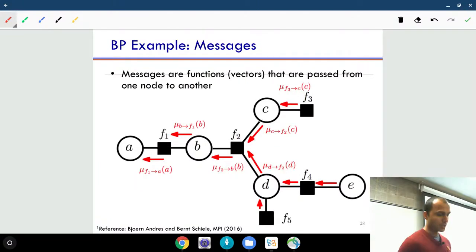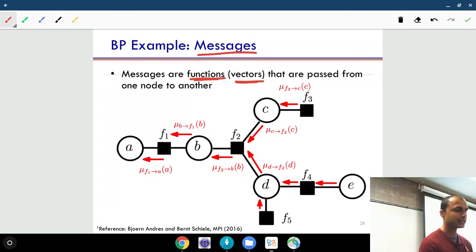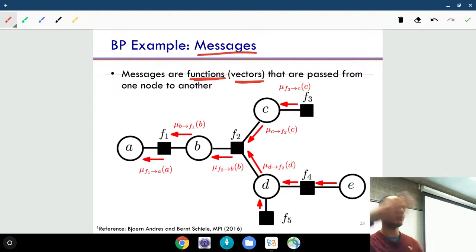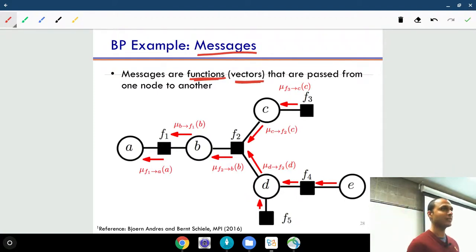Okay, so what are the 2 components? Messages and message passing. So what are messages? Messages are just functions, and for us it will just be vectors. You know, a function is a vector if you have input being a few discrete values, right? If all my random variables are taking discrete values, few values, let's say, then a function is just a vector, right? For every value, what is the function evaluation, right? And so messages are things which are passed from one node to another.